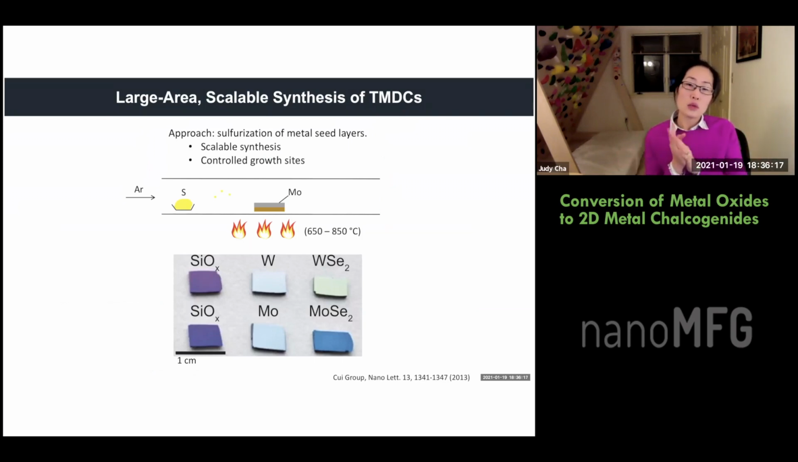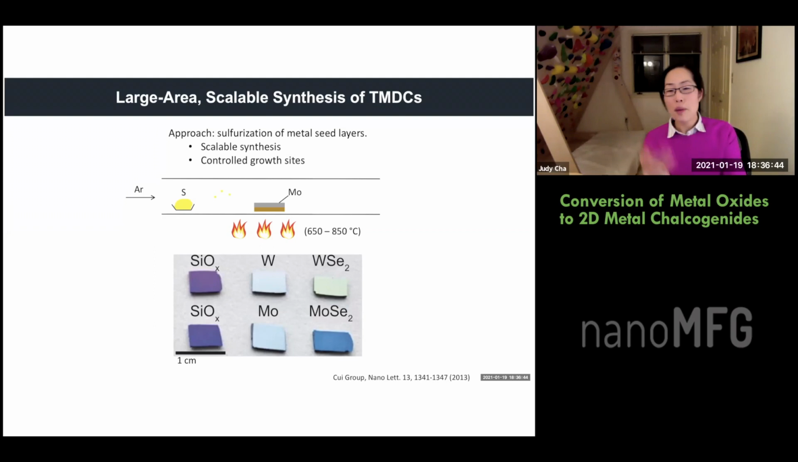So we started out by converting metal film. This actually started when I was a postdoc in Cui's group. We're converting moly and tungsten into moly sulfide, moly selenide, tungsten sulfide, and tungsten selenide. And all we're doing is heating the metal film or foil in the presence of chalcogen vapor.